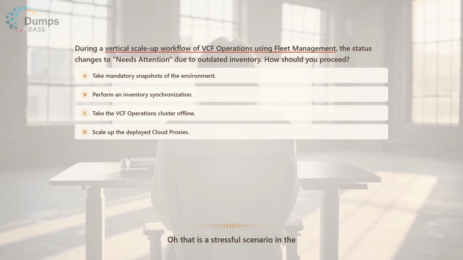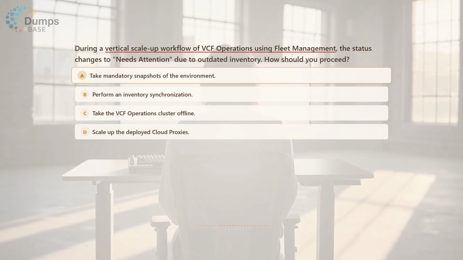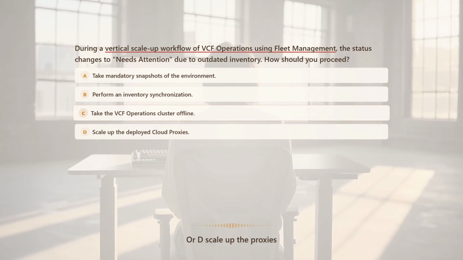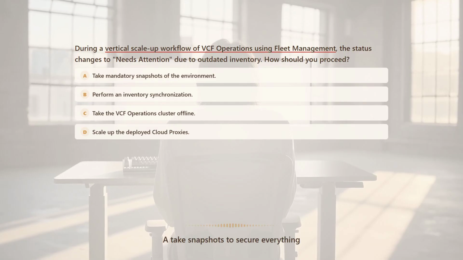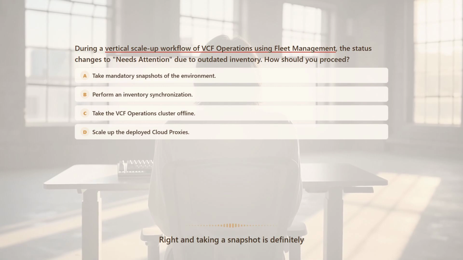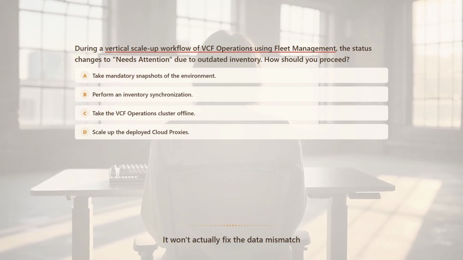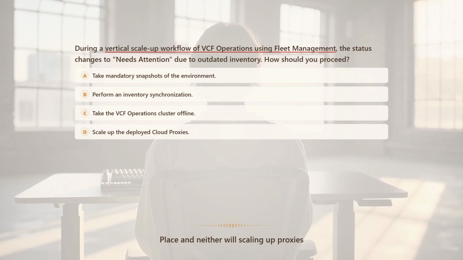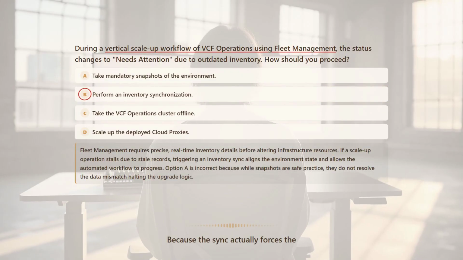Oh, that is a stressful scenario in the real world. Definitely. So the options are A, take snapshots, B, perform an inventory sync, C, take the cluster offline, or D, scale up the proxies. My safety first bias is just screaming A, take snapshots to secure everything before proceeding. Right, and taking a snapshot is definitely safe, but it's really just taking a photograph of a problem. It won't actually fix the data mismatch that halted the upgrade in the first place, and neither will scaling up proxies. The only real way forward is B, perform an inventory sync.